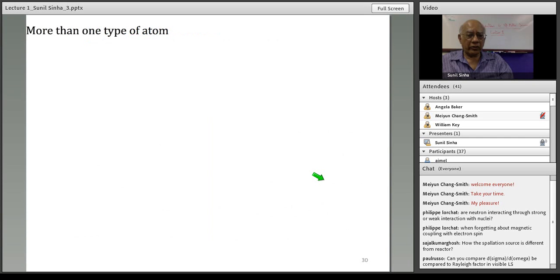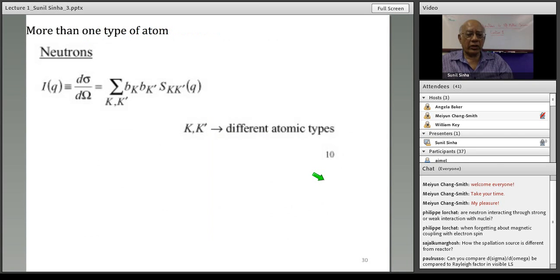So let me just finish with this slide, which says what happened. The thing I talked about involved just a single kind of atom, one kind of scattering length.